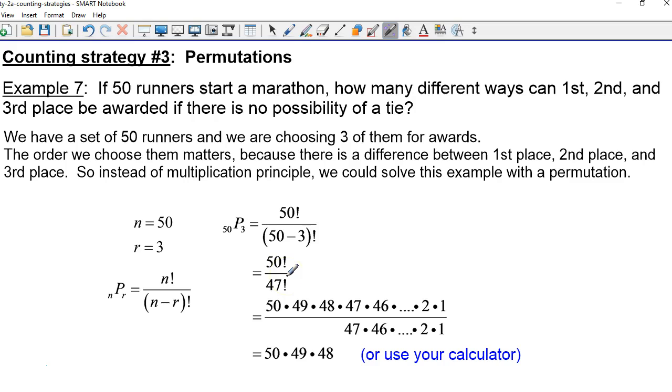And if you recall what factorial means, it's that integer times every integer less by 1 until we get down to 1. So 50 factorial is 50 times 49 times 48 times 47 times 46, all the way down to times 2 times 1. And the 47 factorial is 47 times 46 all the way down to 1. But what that means is everything from 47 on down will cancel because it forms a 1, and that fraction can be removed, leaving 50 times 49 times 48, which is the same thing that we got when we used multiplication principles.